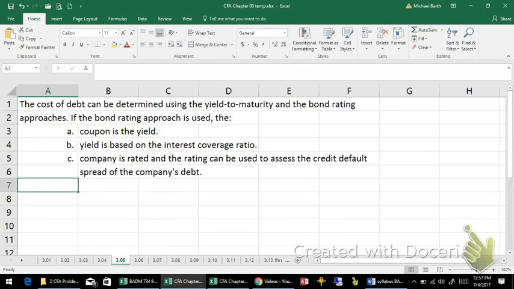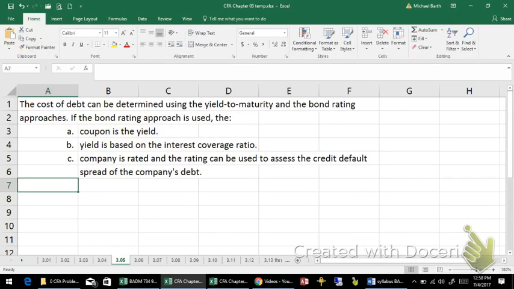Sometimes you don't actually have existing outstanding debt, or the debt that they have isn't widely traded. But still, you can use another approach, and that's the bond rating approach. To use the bond rating approach, you rate the company for the quality rating, the default risk rating that they would get, and then you use the average rate on similar companies.